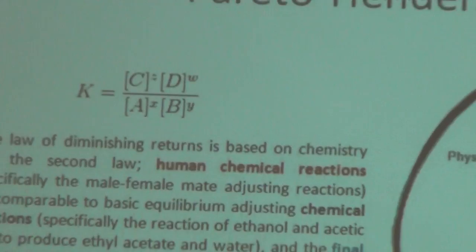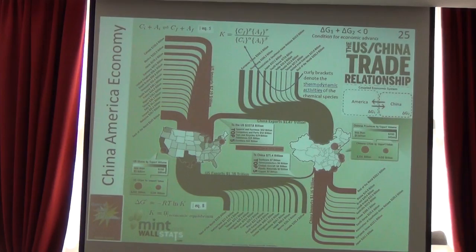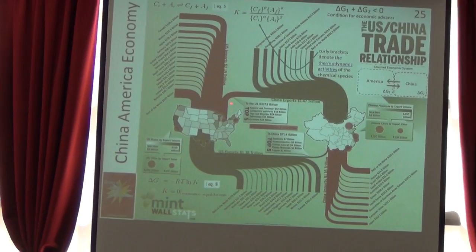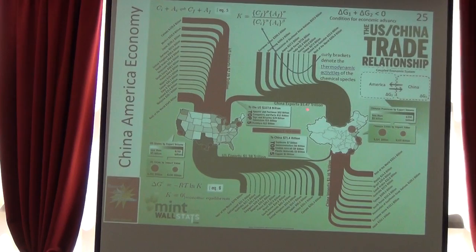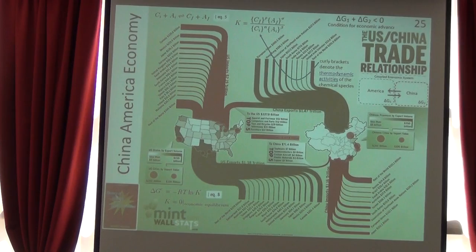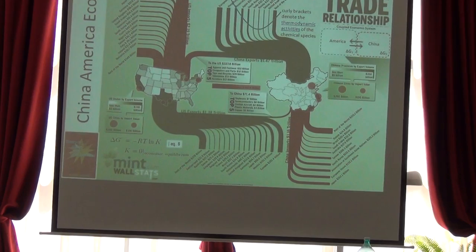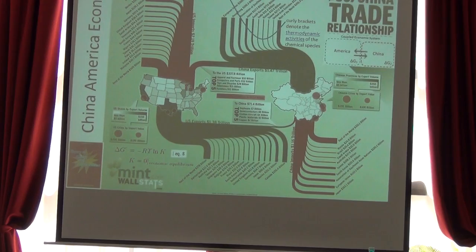So here's an example. Jordy said he likes this graph. This is mint.com stats of the America-China coupling system. America has $338 billion worth of exports to China. So basically the US exports are 1.4 trillion and China exports 1.2 trillion. So there's an exchange of economic goods, but the systems are coupled to each other. The way you understand this thermodynamically is, if you have two systems coupling, you have a change in free energy for one system and a change in free energy for another system. And one rule is that for any given system, the free energy change has to be less than zero. So if you just have delta G1, and you don't have a delta G2, the socioeconomic system will progress, which means you can predict it will go.